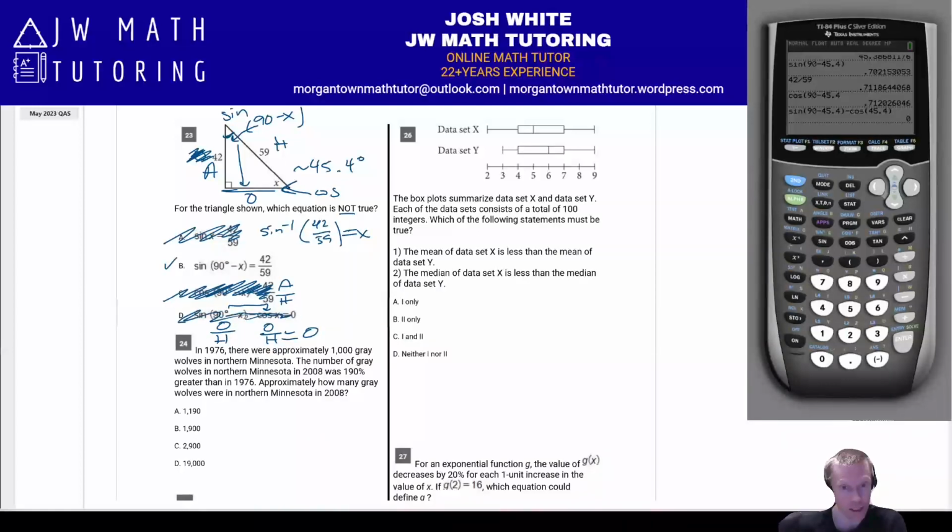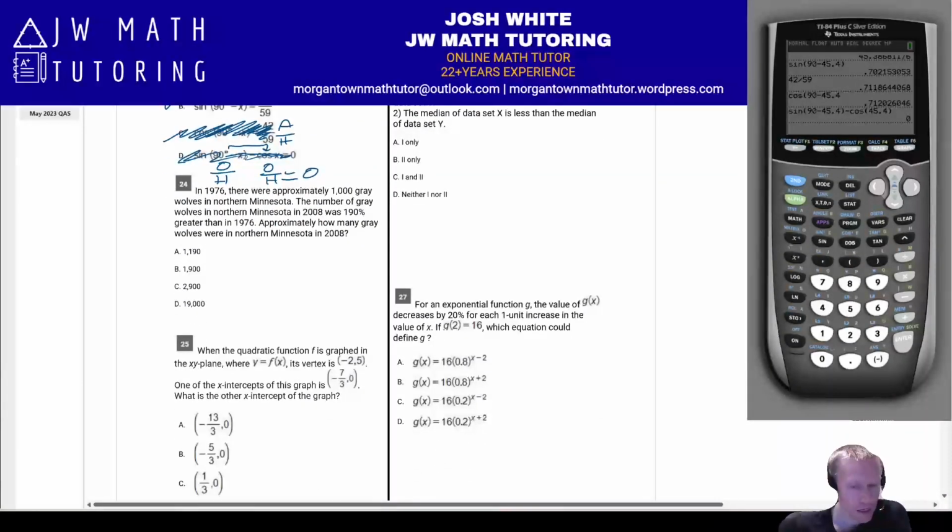So that's kind of like the theory behind why C and D are not the correct answers, because they are both true. But the easiest way I think to do this is to just calculate the value of x and then plug that into the answer choices to see which ones are or are not true.